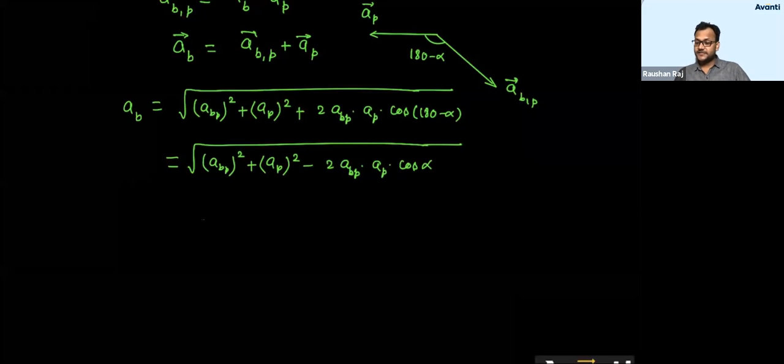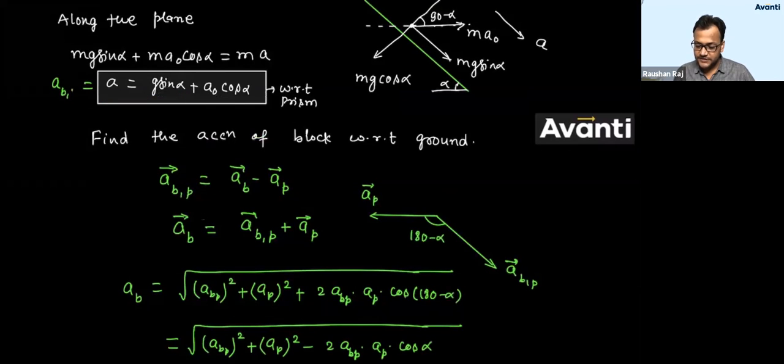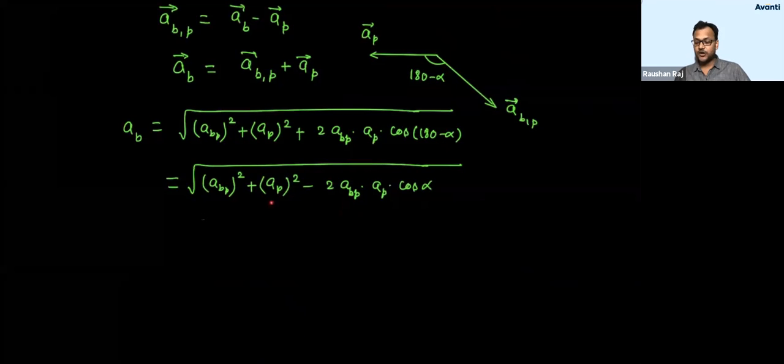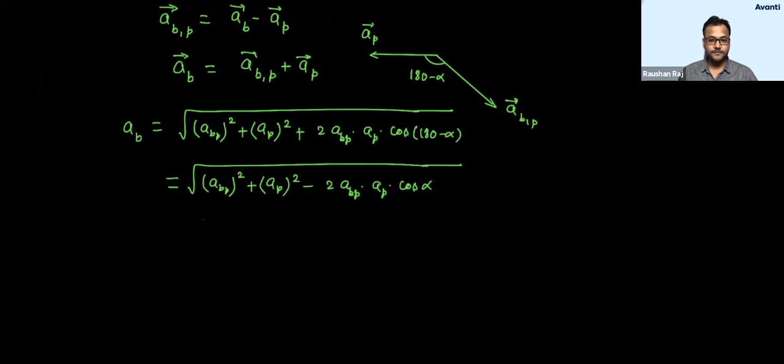I knew you would face difficulty to give the correct final answer because you have to calculate all of this. You know what is ABP, right? This value is what, bachcha log? What is this basically? This is the acceleration of the block with respect to prism only. So this value is itself g sin alpha plus a naught cos alpha. AP is a naught. So you have to solve that part here. So calculation will be a little bit difficult, and quoting that answer in the chat will be still very, very difficult.